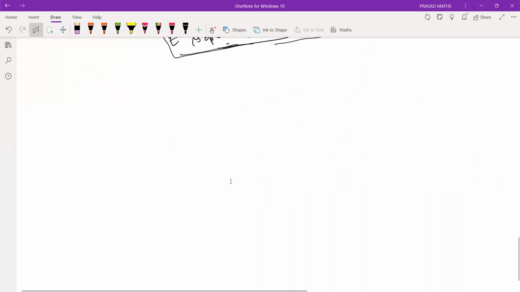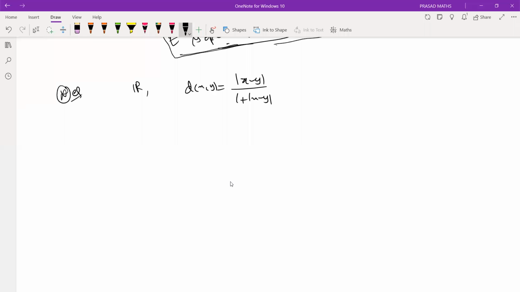Okay. Suppose you take this metric. This is a different metric. Suppose R with respect to d of x comma y equals mod of x minus y divided by 1 plus mod of x minus y. Is R bounded? Is it a bounded metric space? You are asked to find whether it is bounded or not. Is it compact or not?